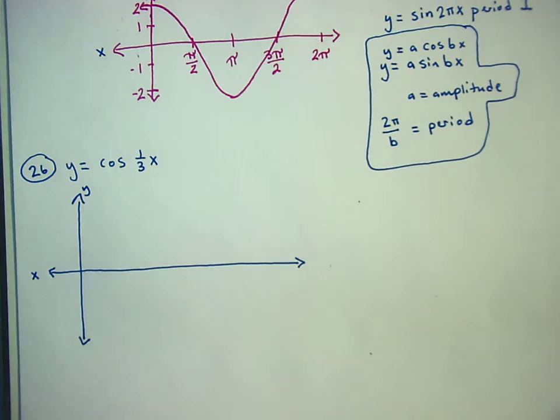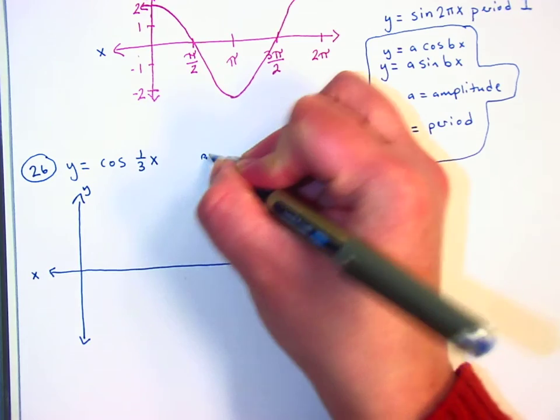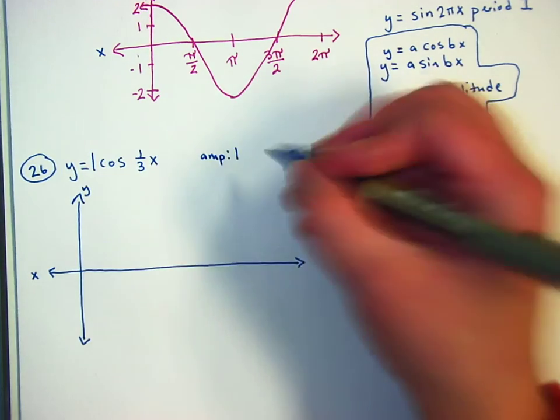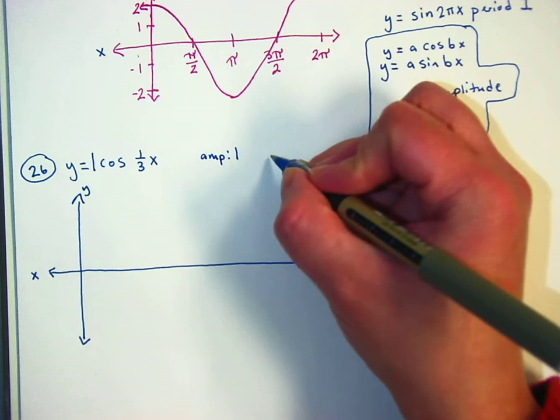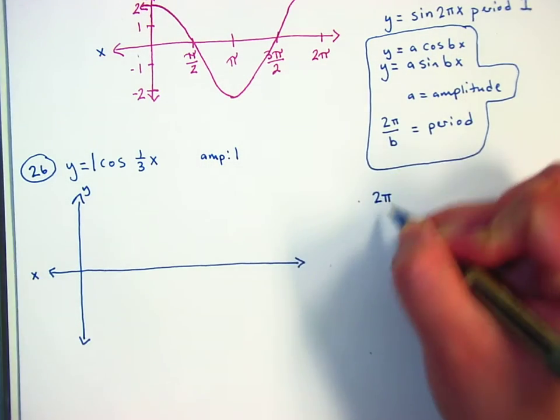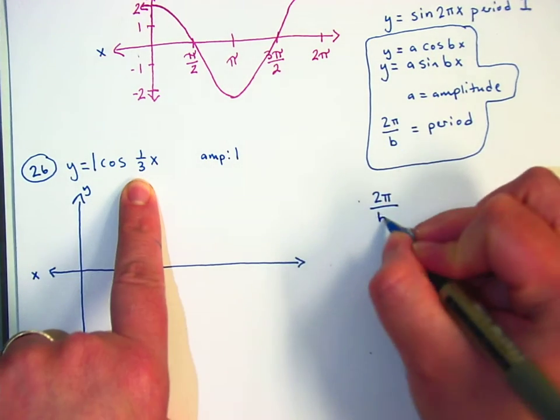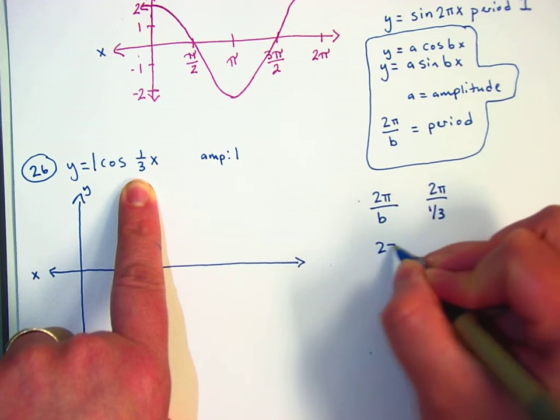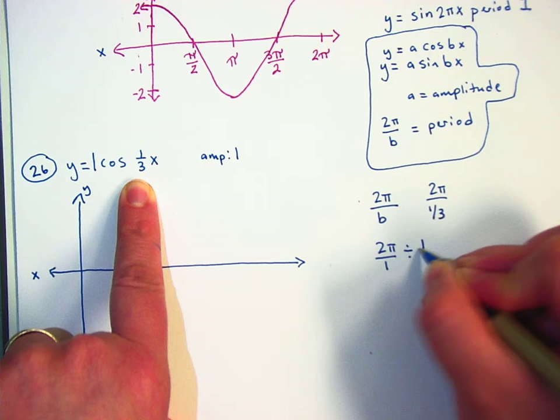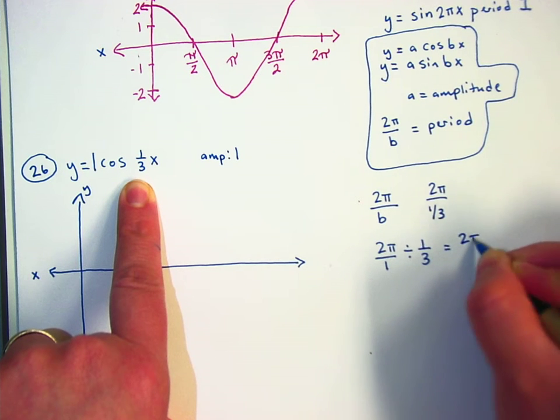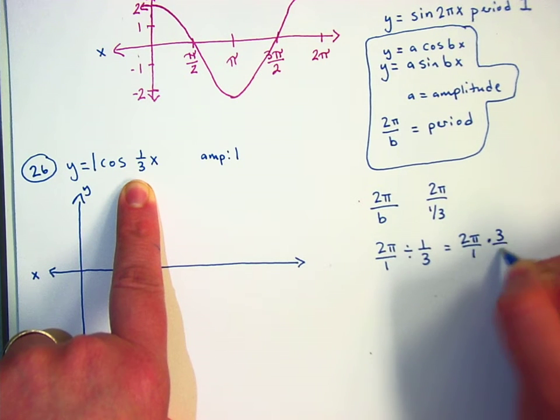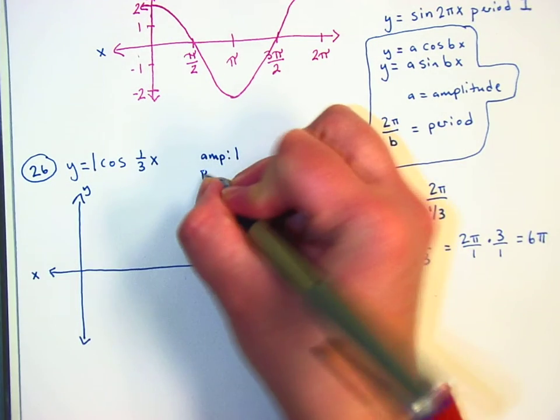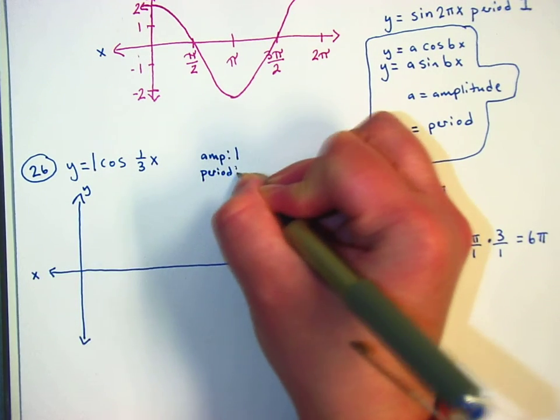So, let's see. I'm going to write down that I know my amplitude is 1, because there's an invisible 1 right in front of this. And I know my period is going to be 2 pi divided by b, and that's 2 pi divided by 1/3. Otherwise, I could write 2 pi over 1 divided by 1/3, which is the same thing as 2 pi over 1 times 3 over 1, which is 6 pi. So that means my period is going to be 6 pi.